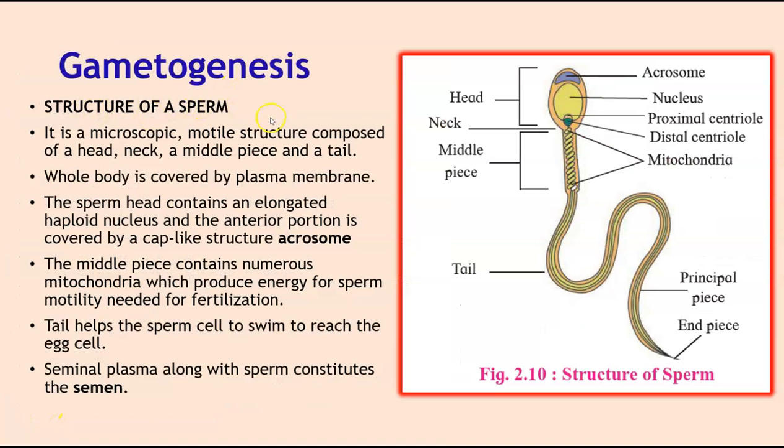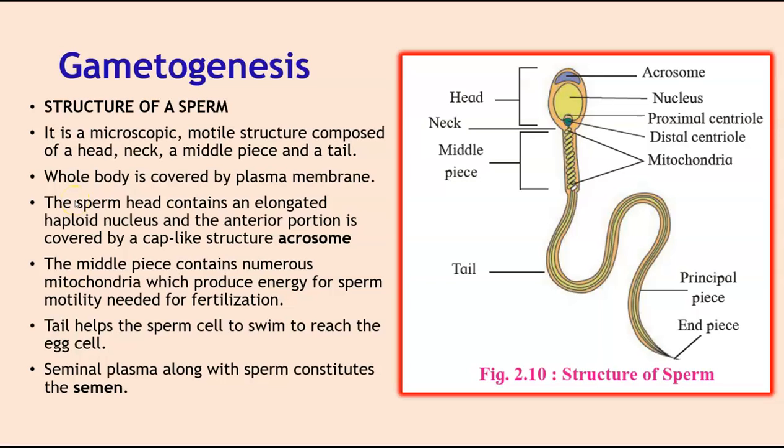Now students, let us have a look at the structure of the sperm. It is a microscopic motile structure composed of a head, neck, a middle piece and a tail. Have a look at this image here. This is the head region, then you have the neck region, then you have the middle piece, and this entire part is the tail region. The whole body is covered by plasma membrane.